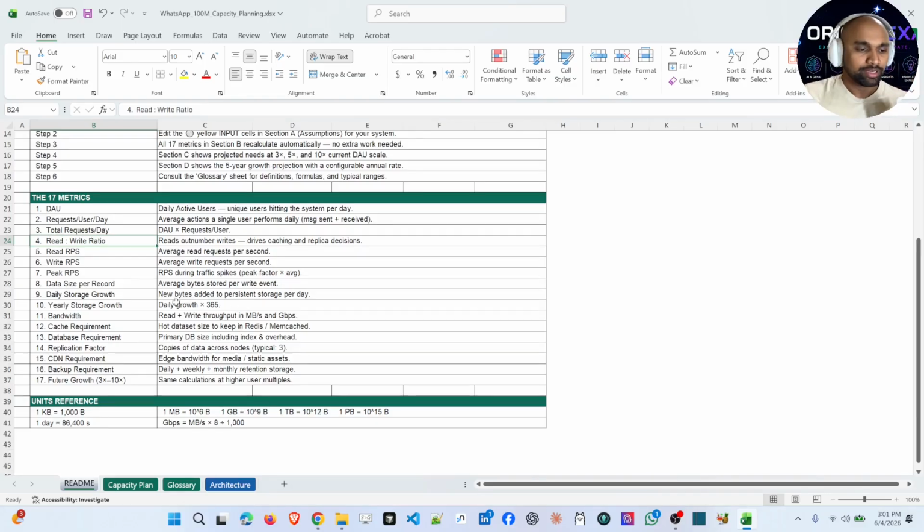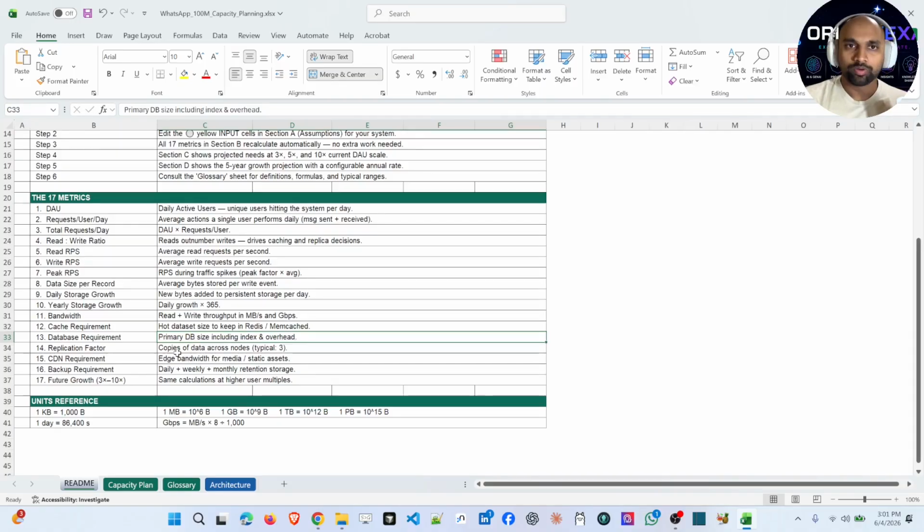Then daily storage growth, that is daily growth into 365, which will give the yearly storage growth. Next, come to the bandwidth, that is read plus write throughput in Mbps or GBps, which will give the read throughput. Then cache requirement, for database it will usually be around 20 to 30% of the total data. Database requirement, that is the primary, plus we need to consider the backup databases for redundancy.